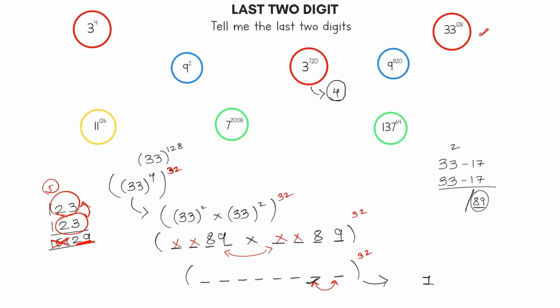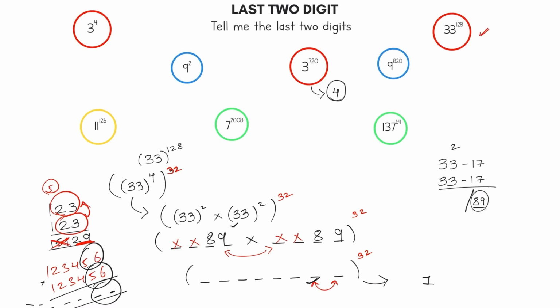Correct. Which means if there is a big number, say 1, 2, 3, 4, 5, 6 into 1, 2, 3, 4, 5, 6, what will I do? If I just want the last 2, just multiply the last 2. 56 into 56, and you will get the last 2 digits of the multiplication of 1, 2, 3, 4, 5, 6 into 1, 2, 3, 4, 5, 6. I don't want to know the big number, however big this is. I want to know the last 2. That's what I did here.